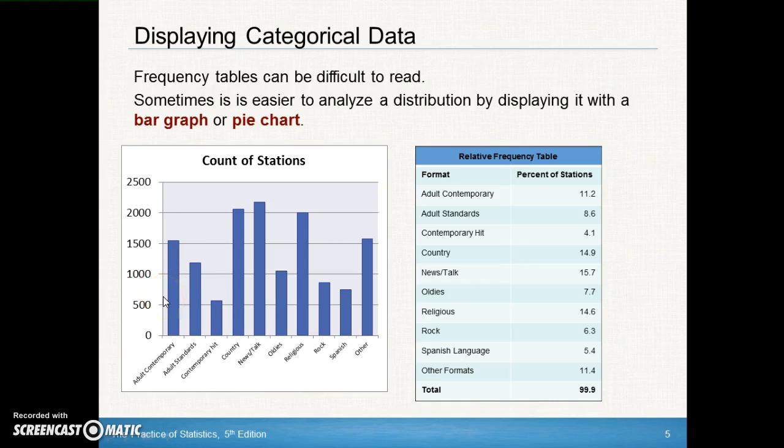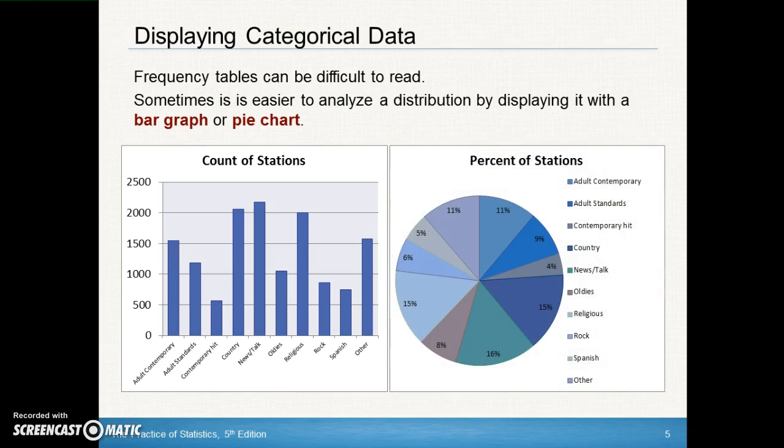Bar graphs are easier to make than pie charts, and I also think they're easier to read. So they're also more flexible than pie charts, which we're going to talk about more in a second. So although both graphs can display a distribution of any categorical variable, a bar graph can compare any set of quantities that are measured in the same units. A pie chart we use often to display relative frequencies.